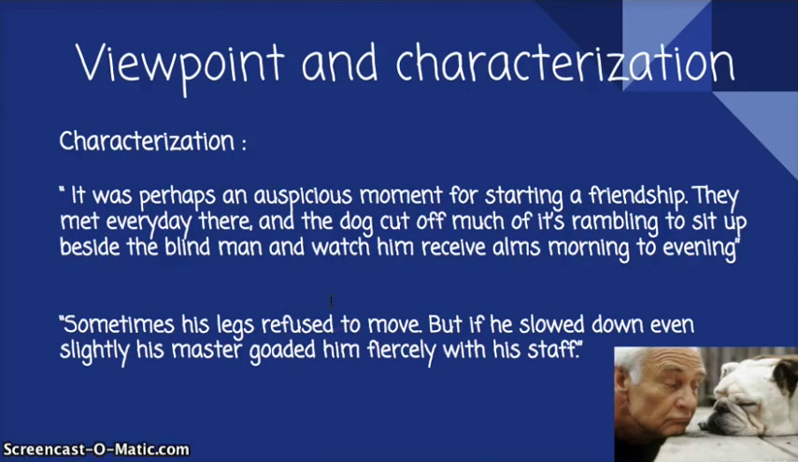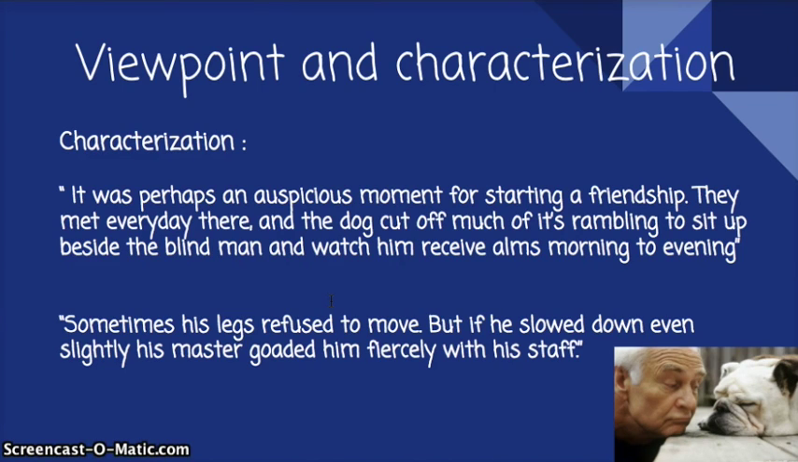The first paragraph, in which the blind man and the dog meet, is seen in "It was perhaps an auspicious moment for starting a friendship." They met there every day, and the dog cut off much of his rambling to sit up beside the blind man and watch him receive alms morning to evening. This is merely a starting point to the story, where they quickly become fast friends.